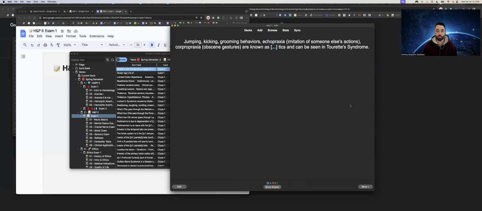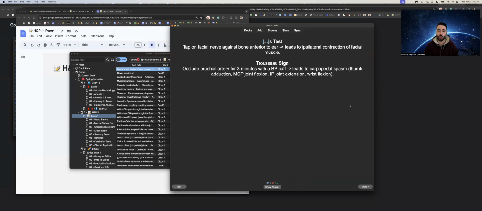Jumping, kicking, grooming behaviors like combing yourself, echopraxia, which is the imitation of someone else's actions, copropraxia, which is obscene gestures, which I think is funny because that's the gesture you would make in a corporate environment. That's how I remember that. Are known as blank tics and can be seen in Tourette's syndrome. I have no idea. Complex tics. Okay. Yeah, jumping, kicking, they sound pretty complex to me.